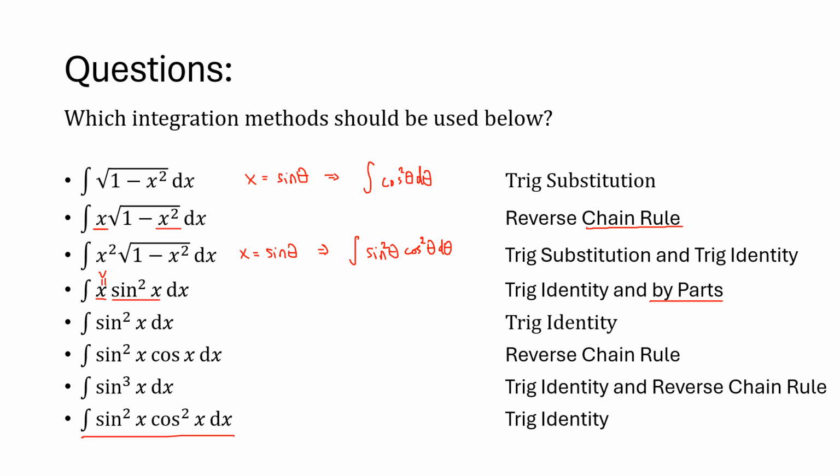For the next question, we see that we already solved a similar question over here, and the idea was to use the double angle formula to solve the question. For the next question, we see that the derivative of sine gives us cos, and therefore this is another chain rule question.